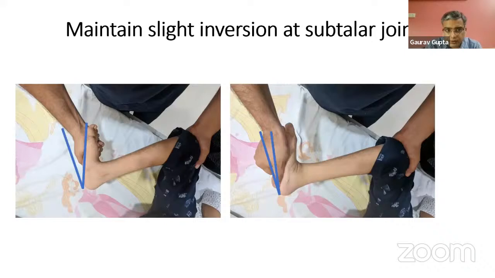And we should always do it with slight inversion at the ankle to lock the subtalar joint. Otherwise, we may fallaciously measure the angle, which is due to midfoot break. We feel that the child is able to dorsiflex, but it is actually coming from the midfoot. So we should always invert the foot slightly, okay?